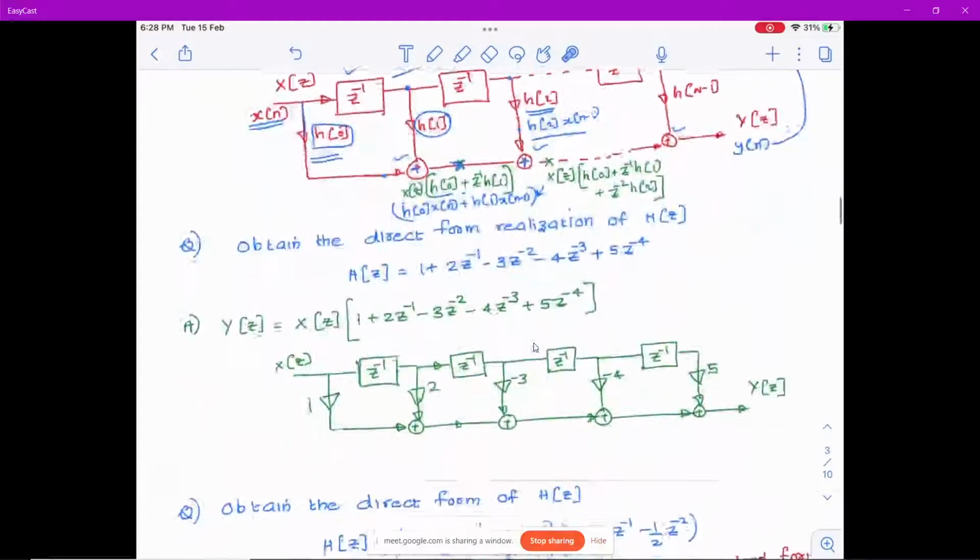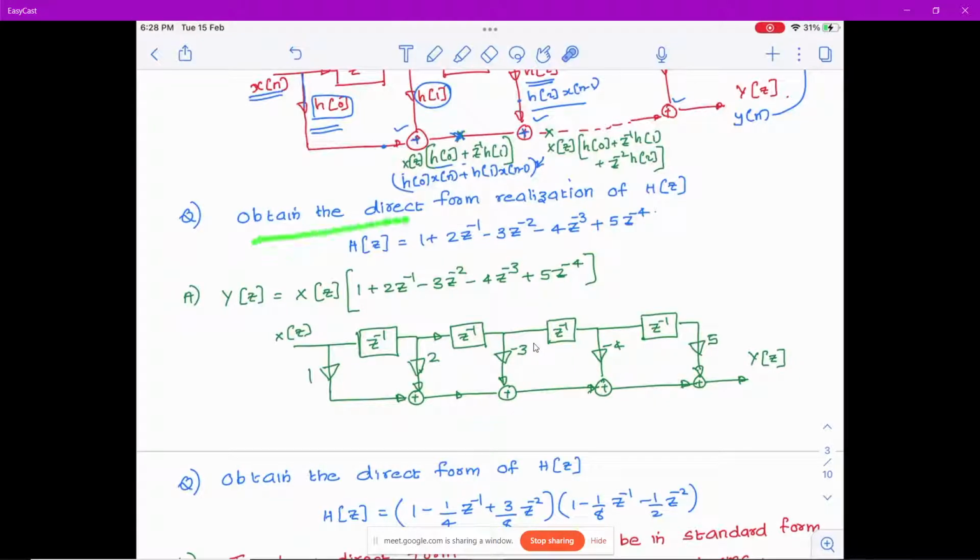ഒരു എക്സാമ്പിൾ കണ്ടാൽ യു അണ്ടർസ്റ്റാൻഡ്. Obtain the direct form realization of h of z, where h of z is 1 plus 2 z raised to minus 1 minus 3 z raised to minus 2 minus 4 z raised to minus 3 plus 5 z raised to minus 4. ഇതാണ് നിങ്ങൾക്ക് വേണ്ടത്. എത്ര ഡിലേ എലിമെന്റ് ഉണ്ട്? 1, 2, 3, 4.